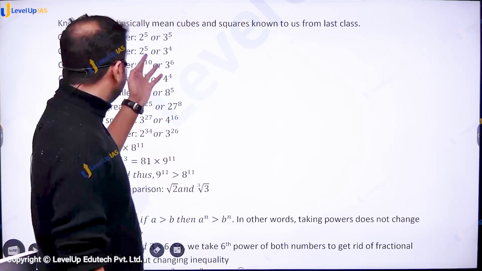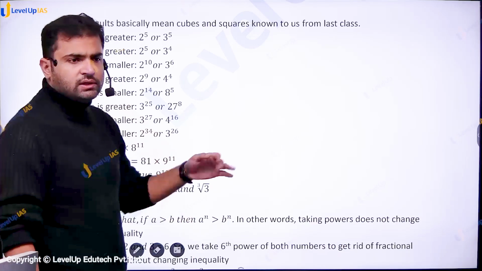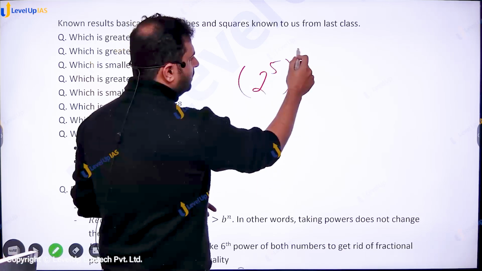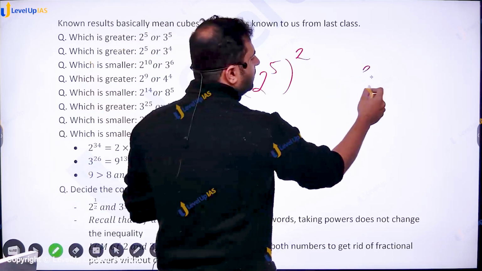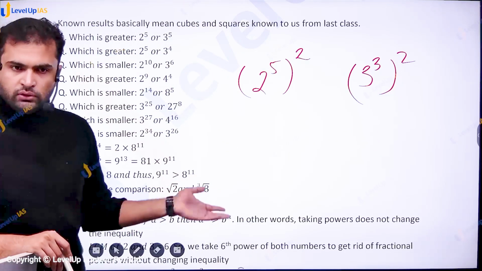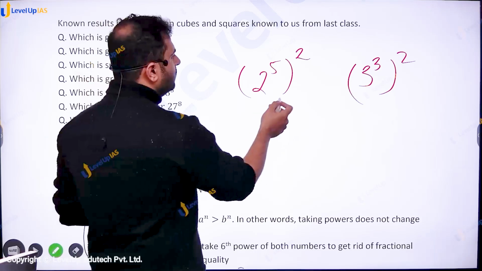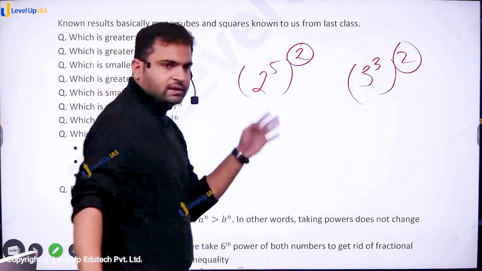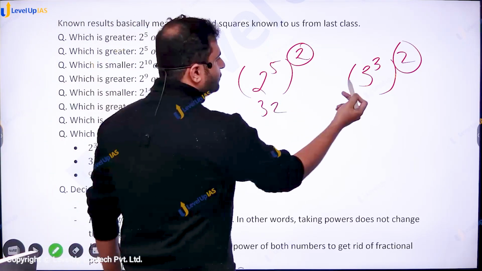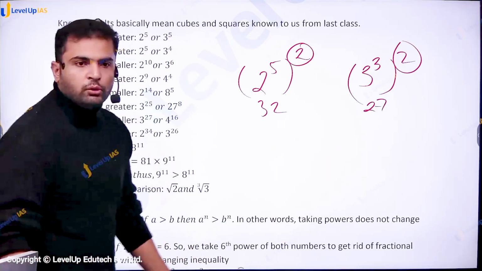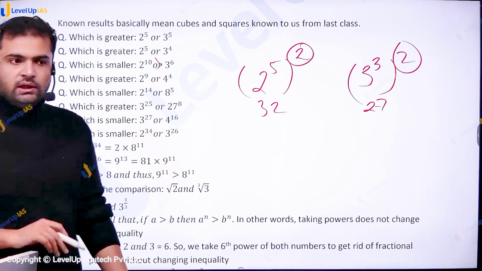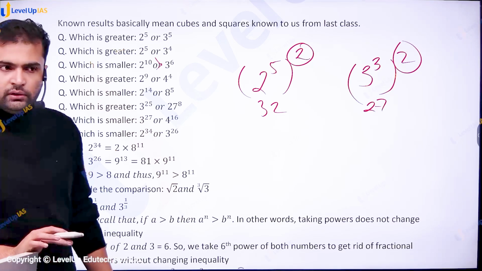So because HCF is 2, we want to write 2 raised to 10 as something squared. How can we write it? 2 raised to 10 is nothing but 2 raised to 5, squared, and 3 raised to 6 is nothing but 3 cubed, raised to 2. Clearly. And now we have the same powers, so the larger the base, the larger the value, because positive powers are there. This base is 32, this base is 27. Which number would be larger? Well, the one on the left would be larger. So 2 raised to 10 is greater than 3 raised to 6, right?